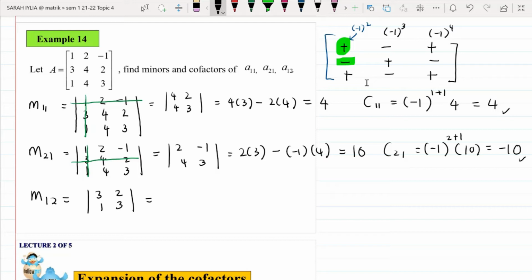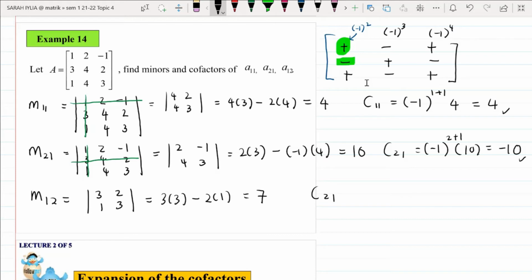Yang ada markah kat sini. Apa yang tinggal? 4 element left in our modulus tu, untuk nak cari minor. Itu yang penting. So, cross multiply this thing. We have 3 times 3 minus 2 times 1. So, 9 tolak 2, kita akan dapat 7. That is our minor.